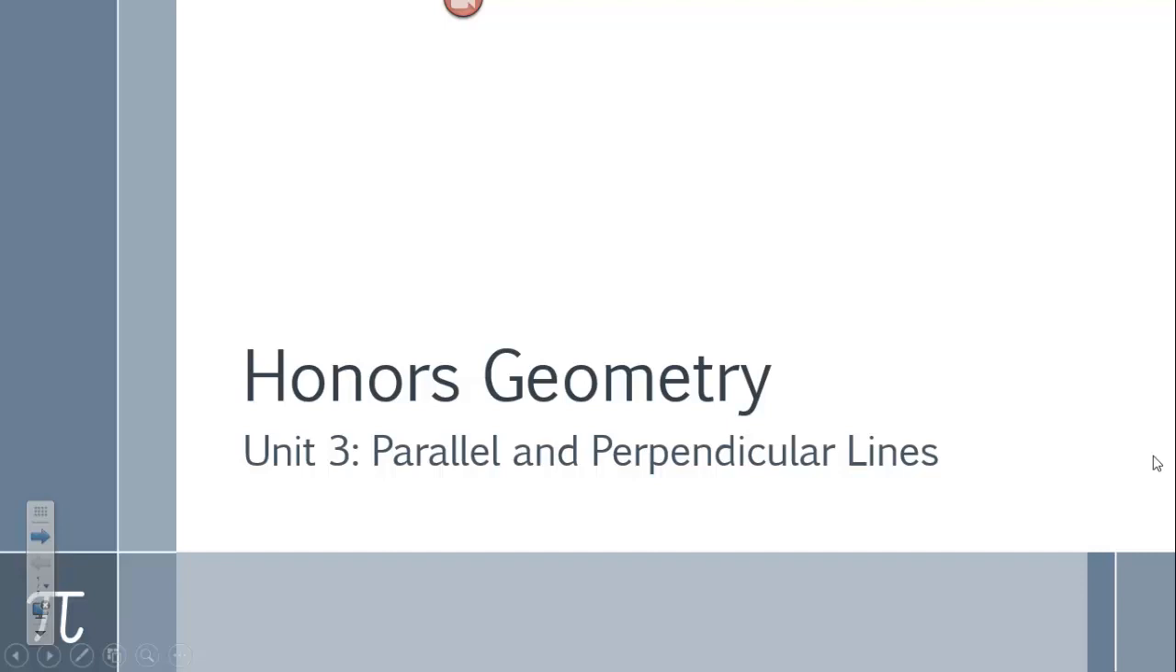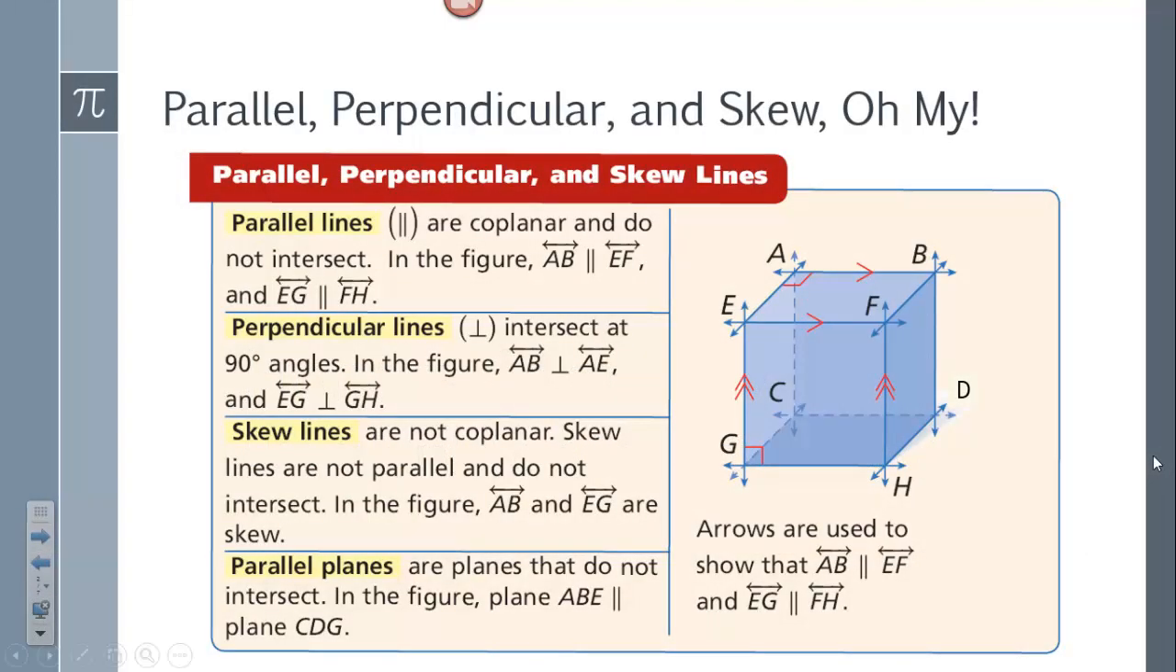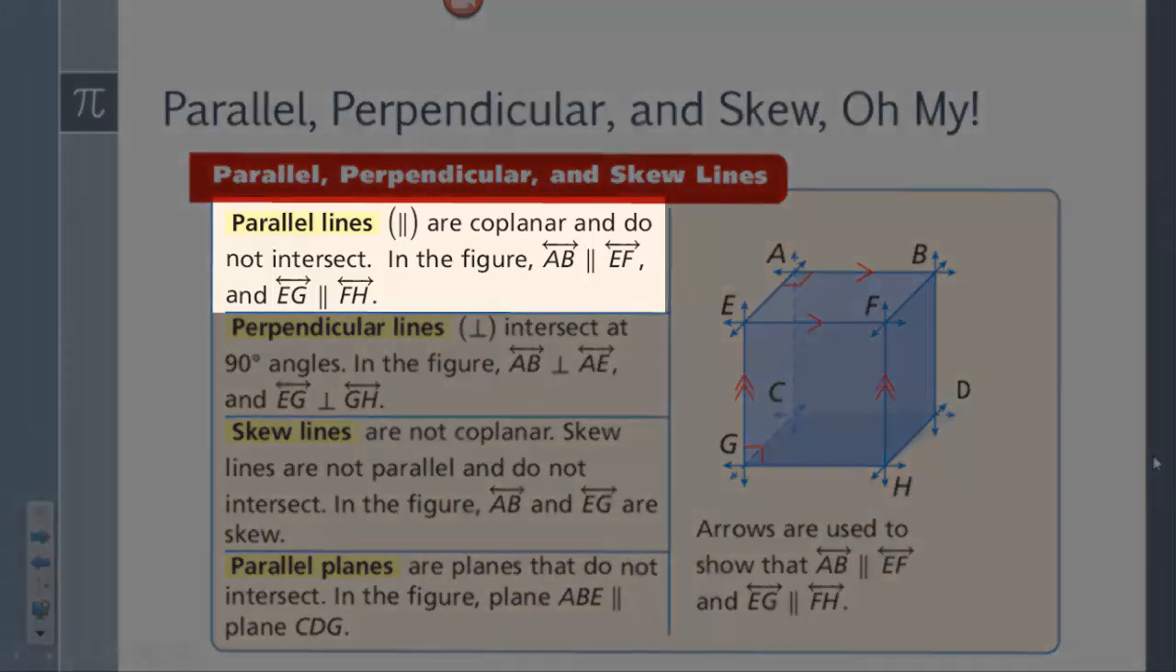So this video is just going to introduce you to some vocabulary and terminology that you're going to see used throughout this unit. Much of what you see tonight in this video will be familiar to you. So there are three types of lines that we consider in geometry. Parallel lines, we have defined before, are lines that are coplanar and they never intersect.